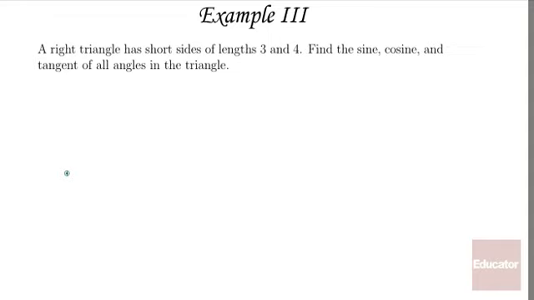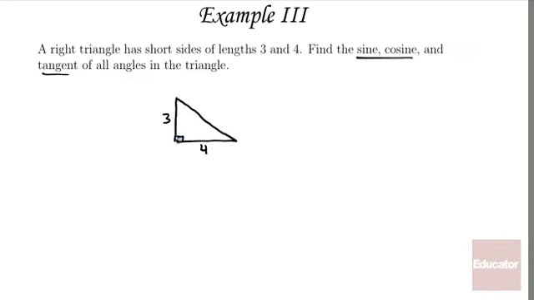So let's try an example where we're using these trigonometric functions in a triangle. What we're told is that a right triangle has short sides of length 3 and 4, and we're asked to find the sine, cosine, and tangent of all angles in the triangle. Remember, I haven't really explained what tangent is yet, but we did learn that formula, SOHCAHTOA, so that's what we're going to be using here.